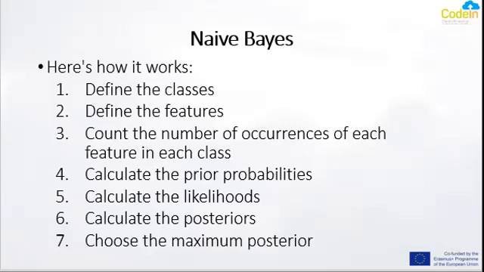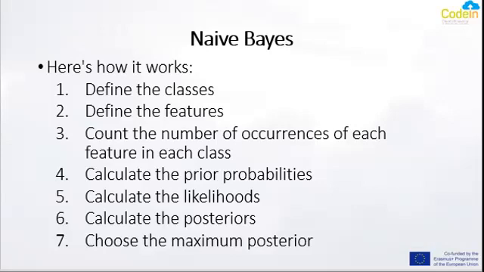Count the number of occurrences of each feature in each class. For each class, count the number of occurrences of each feature. For example, count the number of red apples, yellow bananas, etc. Calculate the prior probabilities. The prior probabilities are calculated based on the number of instances of each class in the training dataset. For example, the prior probability of apple is the number of apples in the dataset divided by the total number of fruits in the dataset.